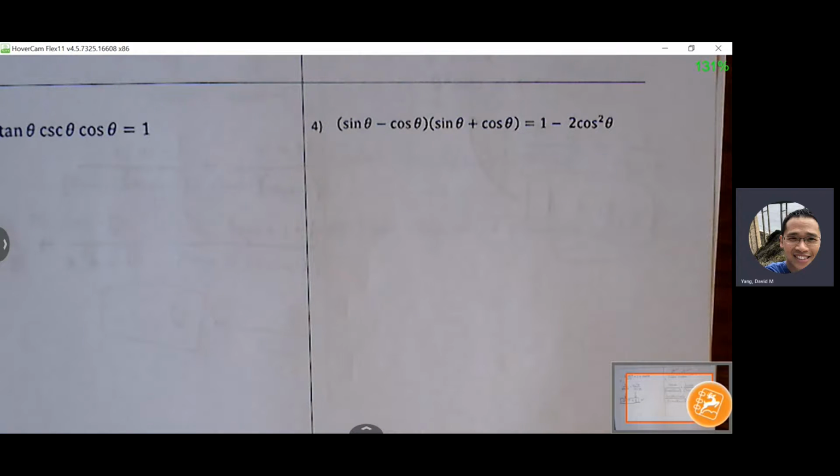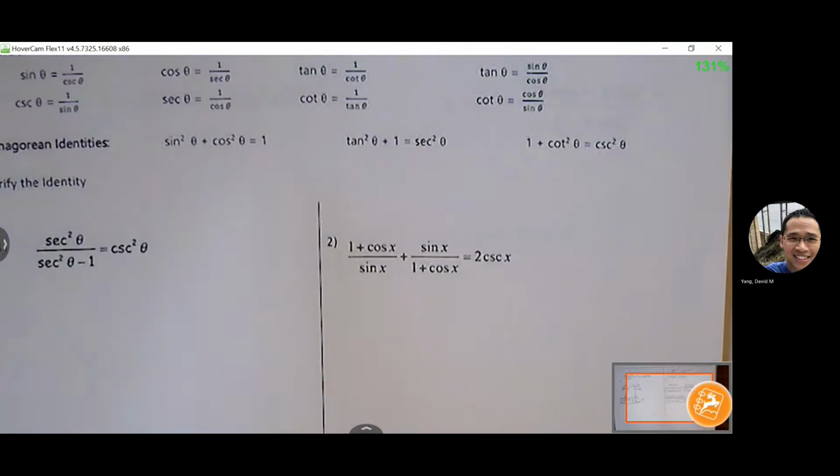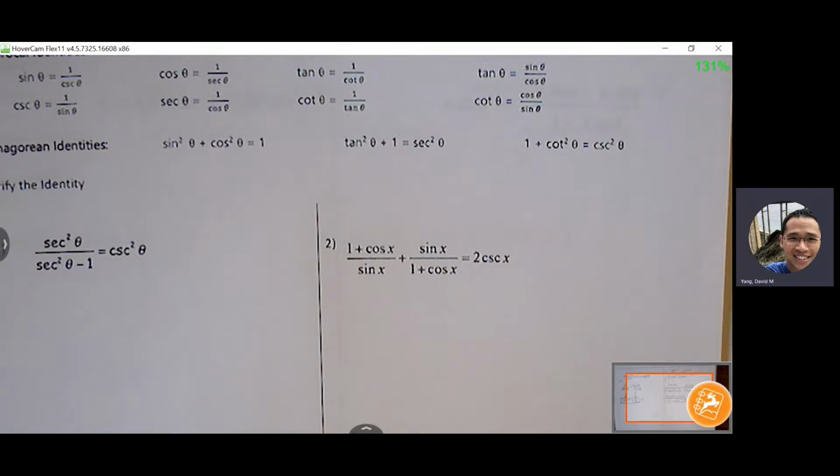Okay. Worksheet 2. Does anybody still need to look at this page? I'll leave it up for another moment.